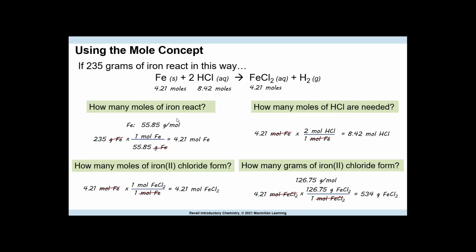So consider this reaction. We're going to look at 4 different questions that relate to this equation, and then we're going to answer them. Question 1 is how many moles of iron react? To answer this, we need to convert from grams of iron to moles of iron. The molar mass of iron is 55.85 grams per mole, and we begin with 235 grams of iron. We multiply that by 1 mole of iron per 55.85 grams of iron. This gives us 4.21 moles of iron.